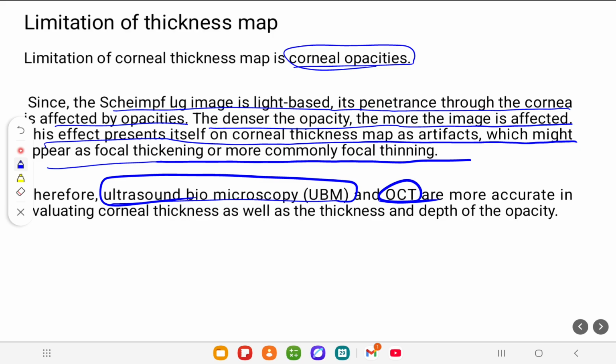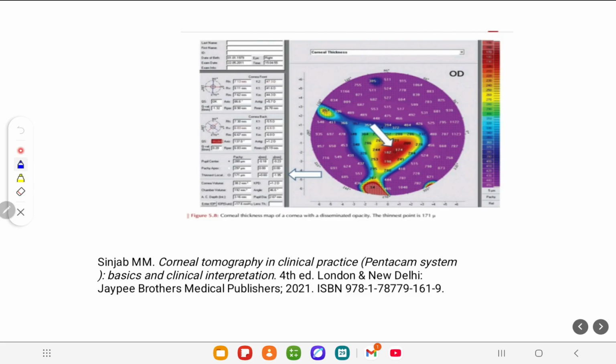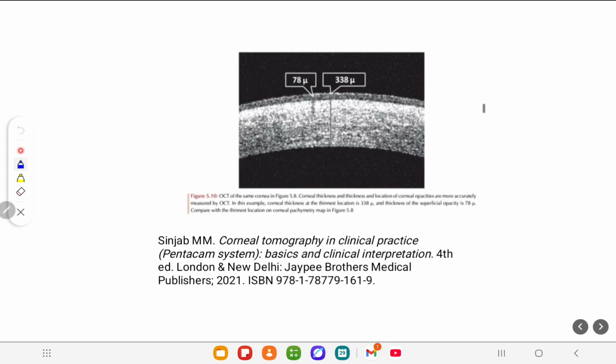You always rely on OCT. OCT is very good with thickness. Don't rely on Scheimpflug corneal thickness. Yes, it can give a gross idea, but don't rely on it. So, in this case, it's actually a much thinner area. This is the OCT, and you can see the epithelium and stroma thickness.